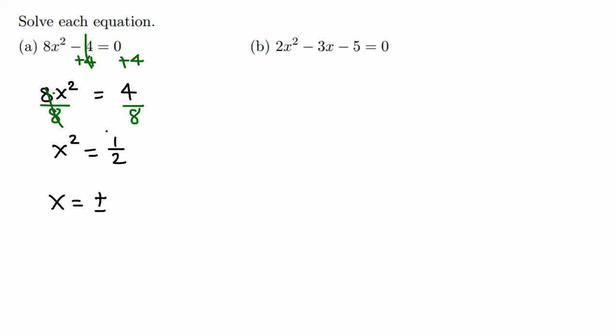On the top, the square root of 1 is just 1. On the bottom, the square root of 2 is just root 2. You may leave it here, or we know that 1 over root 2 is the same as, if we multiply top and bottom by root 2 over root 2 to rationalize the denominator, we get root 2 over 2, plus or minus.